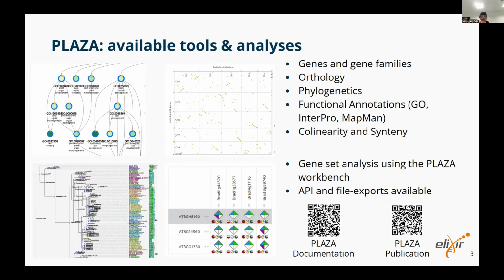Additionally, because people often work not on a single gene, but rather on gene lists, such as differentially expressed genes from an RNA-seq experiment, we also offer the Plaza Workbench, where people can analyze entire gene sets at the same time, and then perform, for example, bulk orthology mapping or GO enrichment analysis as well. Finally, although most people use Plaza through the website, there is also an API available, and for most of the data types, there are also file exports available as well.